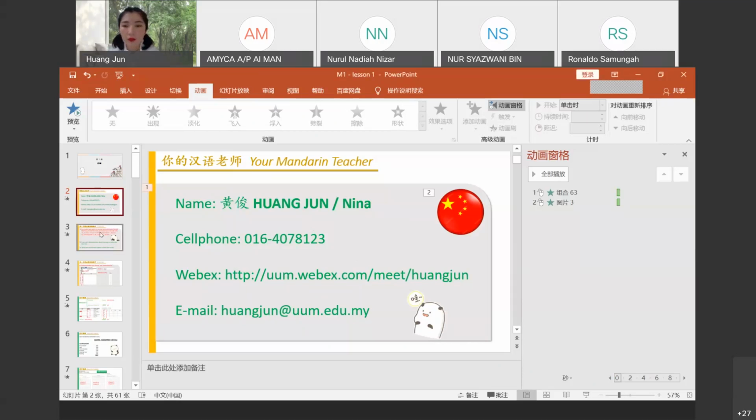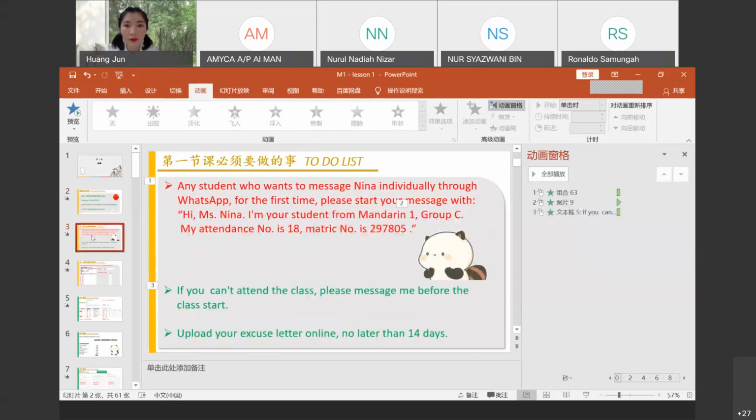The one important thing I want every person to understand is, when you want to message me individually, introduce yourself first. This is the sentence I told you to remember. So type this sentence: Hi, Miss Nina. I'm your student from Mandarin 1. Our group is group O. Then my attendance number is, like just now I showed you. Then what is your matric number? So make sure you introduce yourself to me.